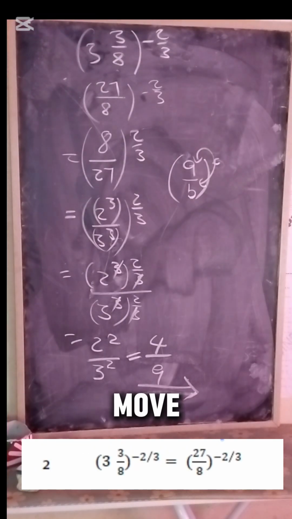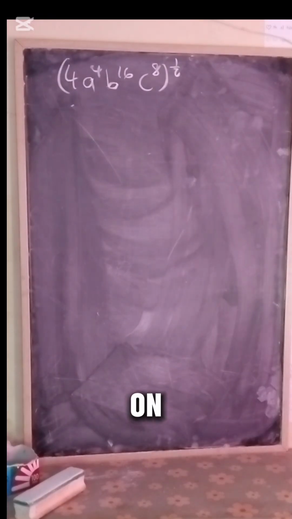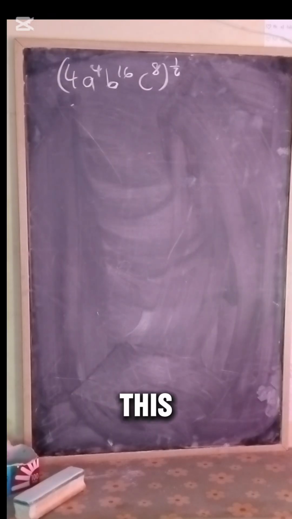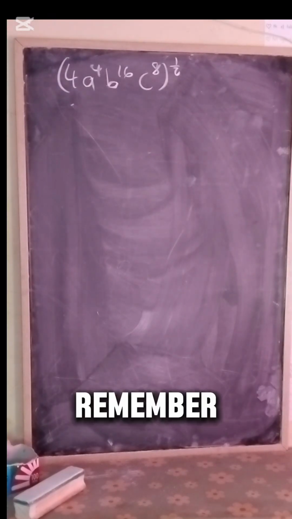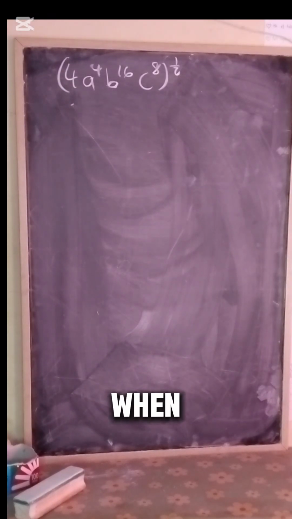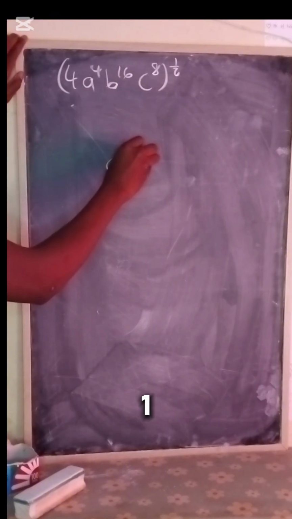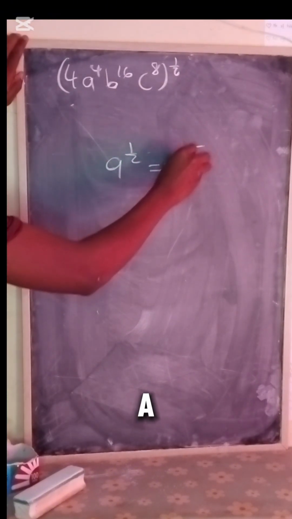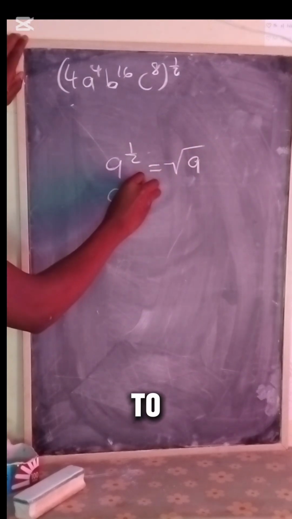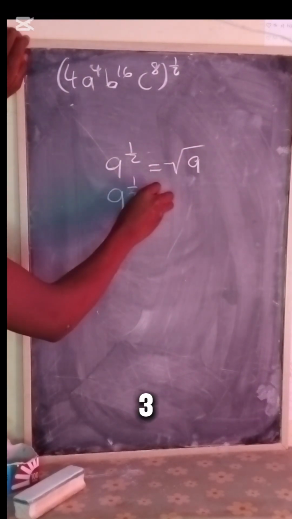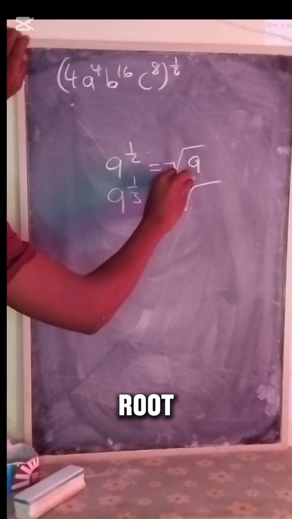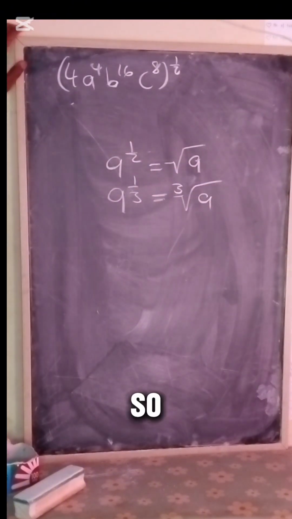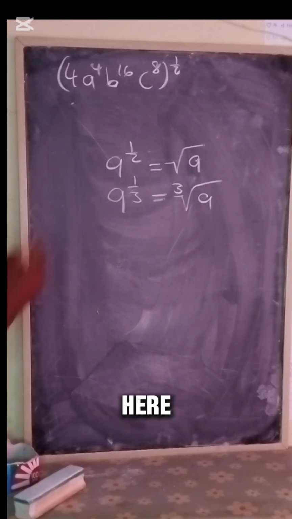So as we move on, the questions are going to be tougher and tougher. So let's carry on. Yes, this question might be given. Remember I told you that when you have a to the power of 1 over 2, it's the same as the square root of a. When you have a to the power of 1 over 3, it is the same as the cube root of a. So this thing applies here.